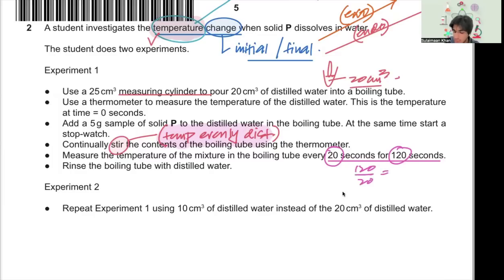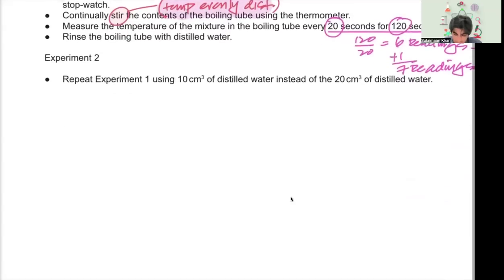6. 120 divided by 20 gives 6 readings, but you're actually not right. It's going to be more than 6. Why? Because one reading he's taken at time equals 0. So 6 plus 1, he's going to take 7 readings. Just a fun fact, you don't need to know all of this. And he would have taken 7 readings.